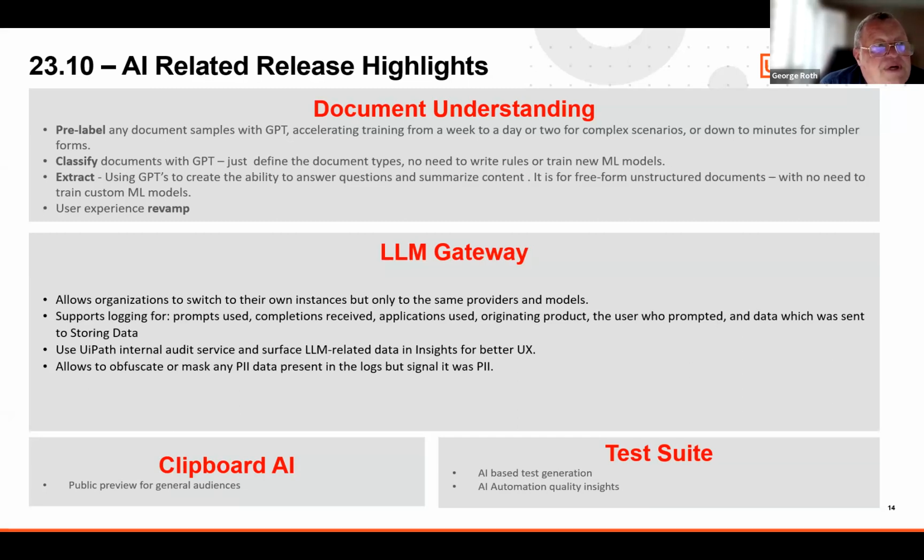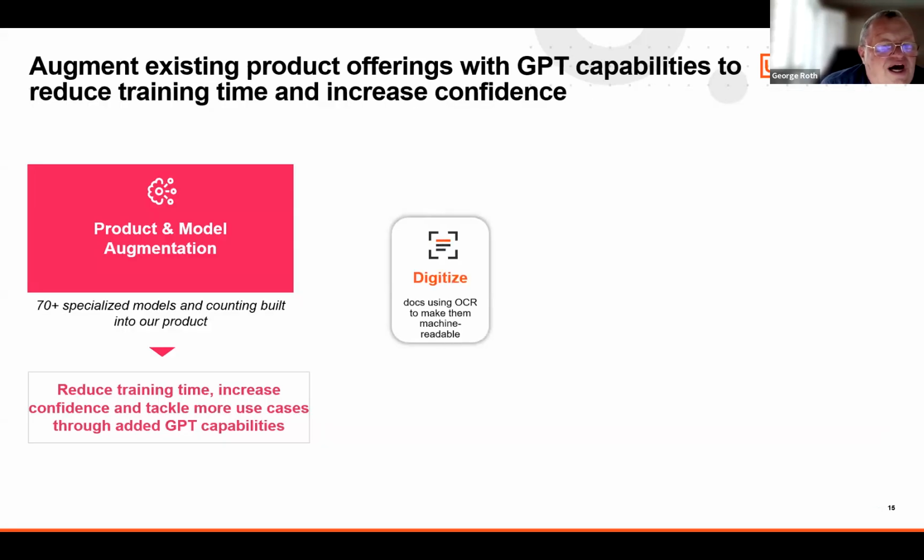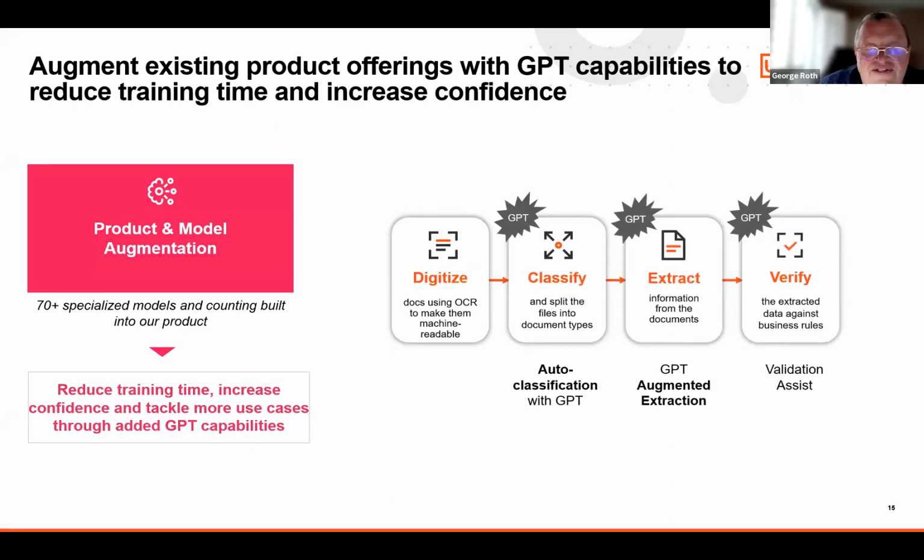First of all, in the pre-label of any document. That's related to the training phase of the documents. We use ChatGPT in classification and also in extraction. What else is happening in the document understanding space? Basically there is a user experience revamp. And because I talked about the two products, which are very similar, this is the document understanding platform of ours.